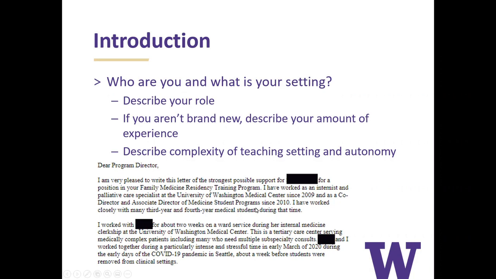So you see there in that sample that the student was great. It was the strongest possible support, and I talk about who I am and how long I've been doing this. I just say many. I mean, some people will be counting and keep track, but I just say many.